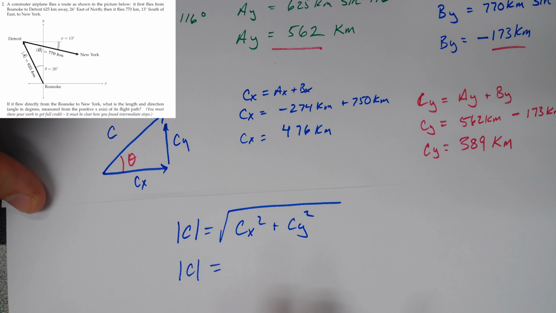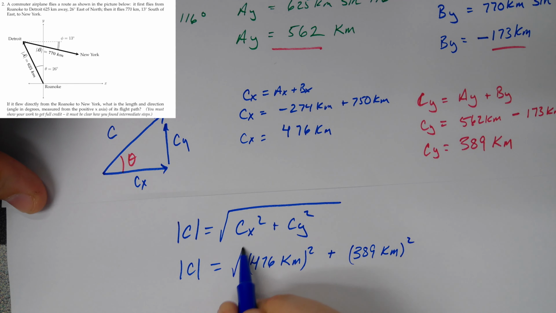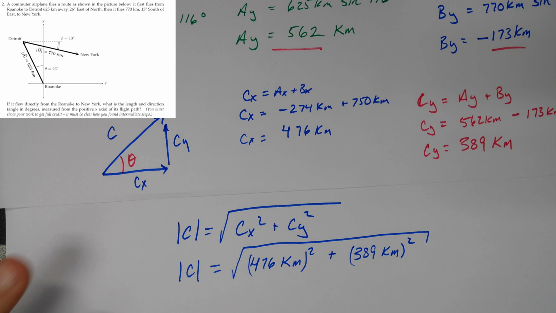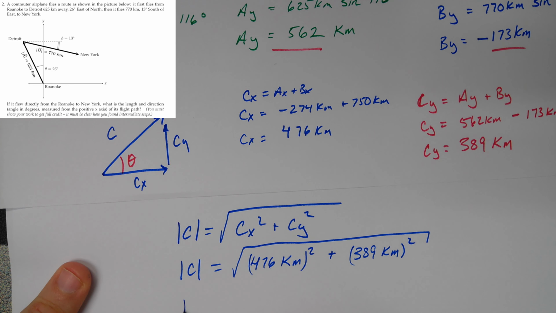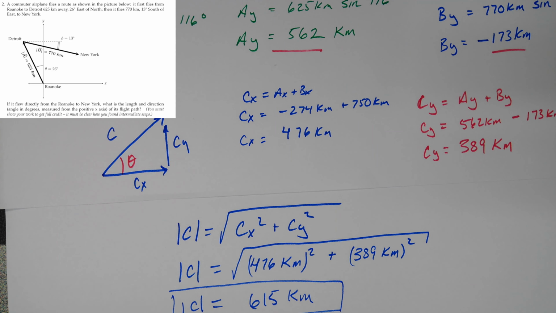If you're ever having trouble writing this stuff out like this, write the numbers first and then draw the square root. So we'll have 476 kilometers squared plus 389 kilometers squared. I'm going to pause for a second and calculate that. And when we calculate that out, we're going to have 615 kilometers to 3 sig figs. And that's one of our answers. That's half of it, the length part.